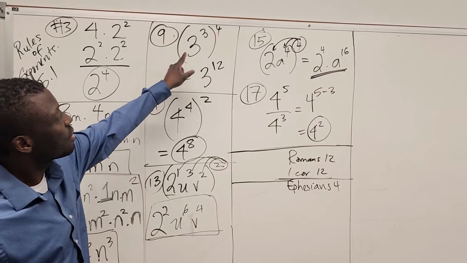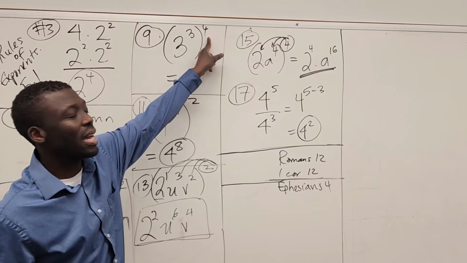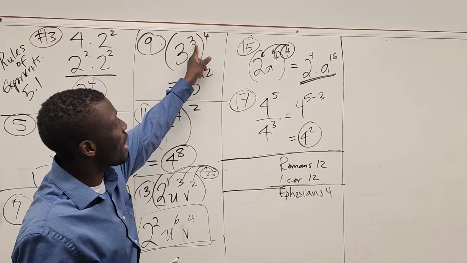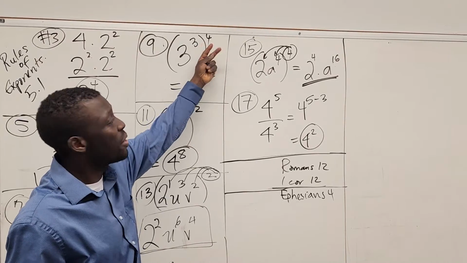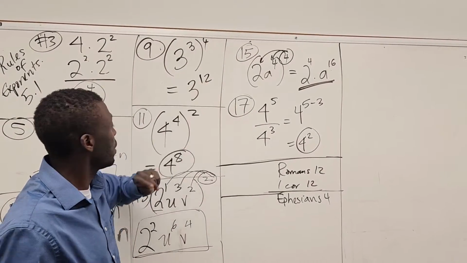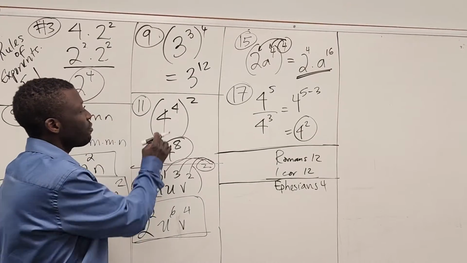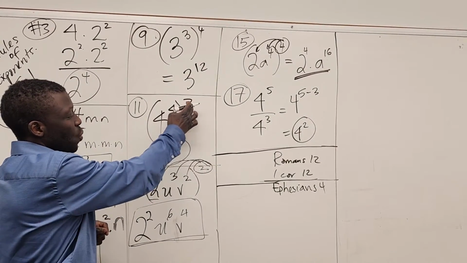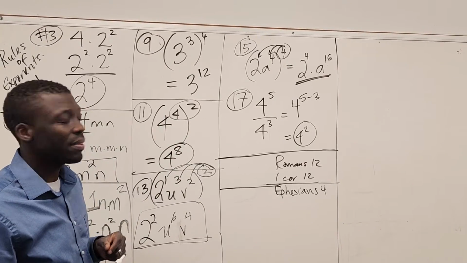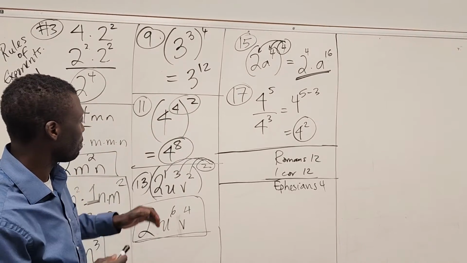Number 9, 3 cubed with a 4 outside. The rule says, according to the rules of exponents, when you have a power here times a number out there, you multiply those two together and you get the 12. That's how we get 3 to the 12. Okay, over here we have 4 to the 4th with a squared. These two can multiply and it becomes 4 to the 8th. That's what happens for that particular problem.